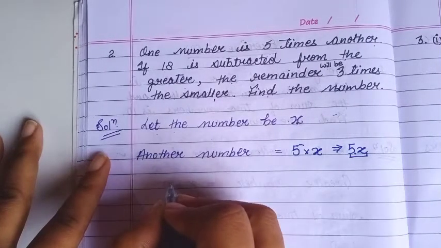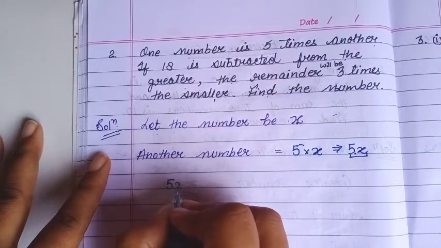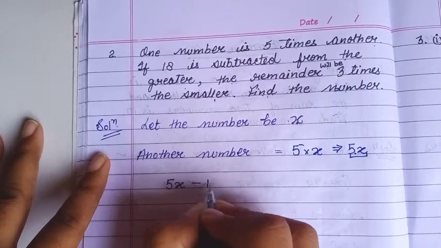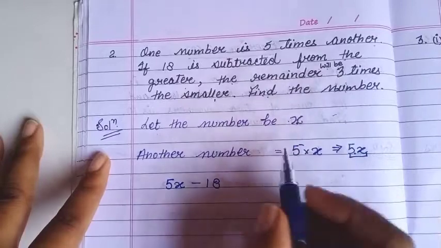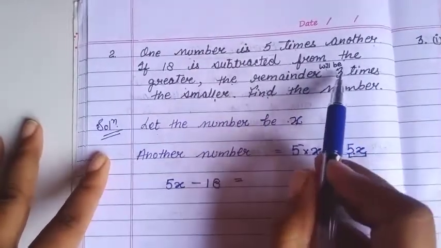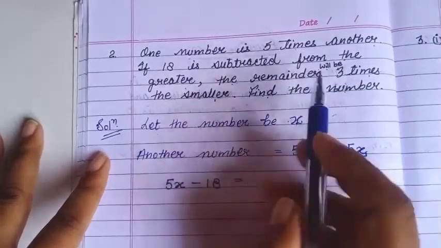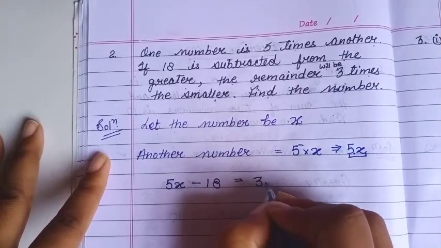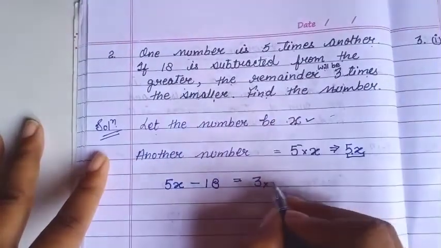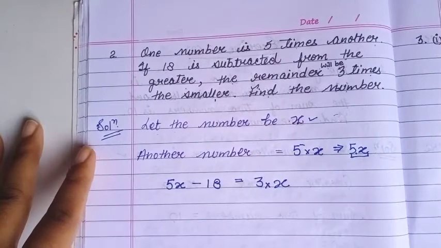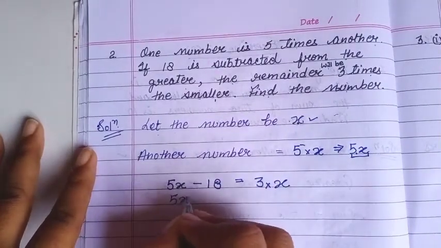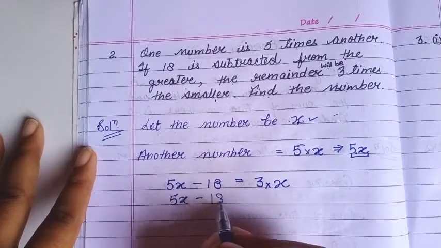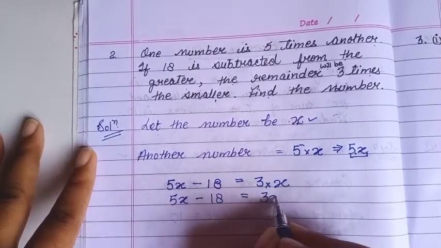So they said if 18 is subtracted from this number, अगर इस नंबर में से 18 subtract कर दें, the remainder, जो remainder आएगा, will be 3 times the smaller number. वो 3 times हो जाएगा किसका? This smaller number x. Right? Now this is the equation. 5x minus 18 is equals to 3x.